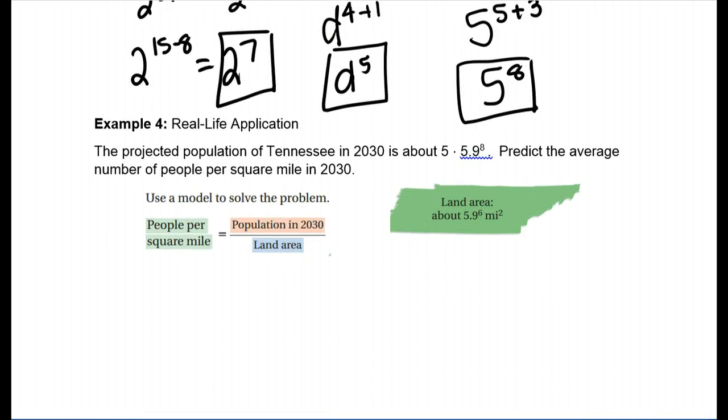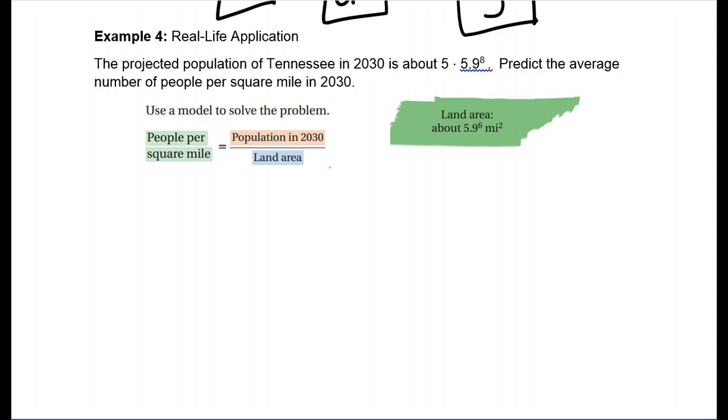And example 4, my real life applications. So the projected population of Tennessee in 2030 is about 5 times 5.9 to the 8th power. Predict the average number of people per square mile in 2030. So I gave you a little hint here. This is the model we need to use. So people per square mile is what we're trying to find. So the population in 2030, I told you, was 5 times 5.9 to the 8th power.